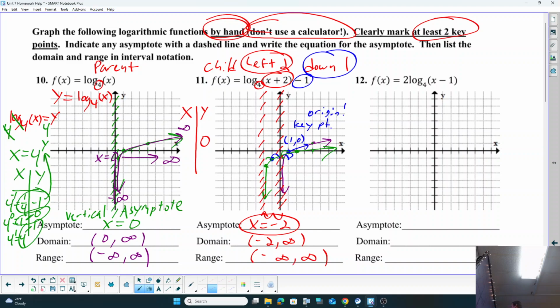So now go ahead and try number 12 on your own. 13, 14, 15, 16, try them on your own. And I'll do another video trying to show you again how to do these by hand.